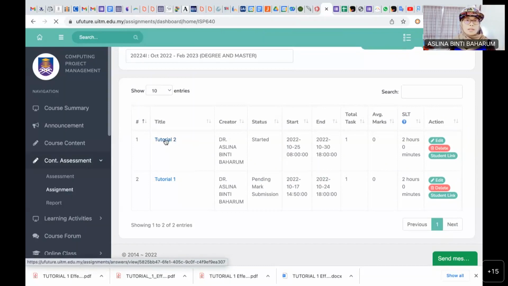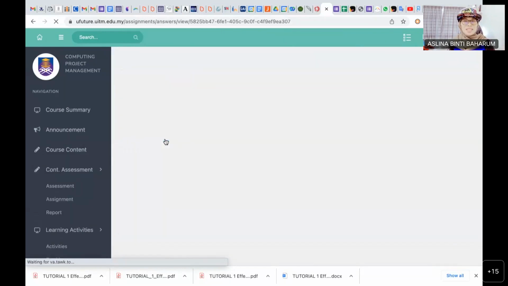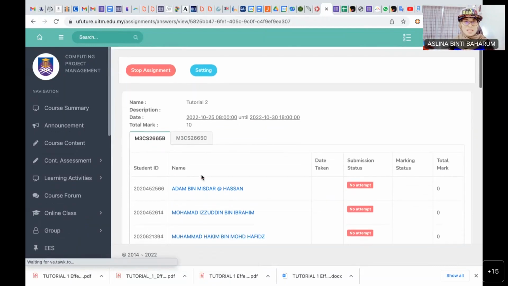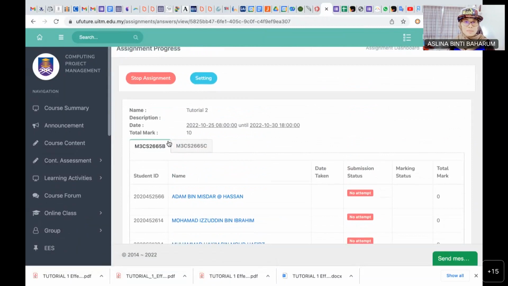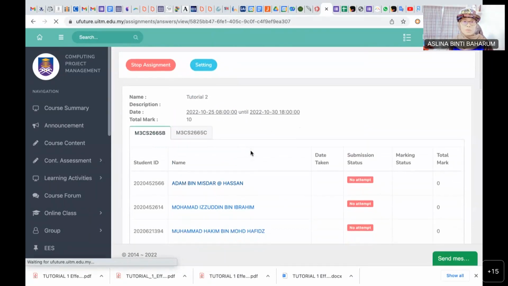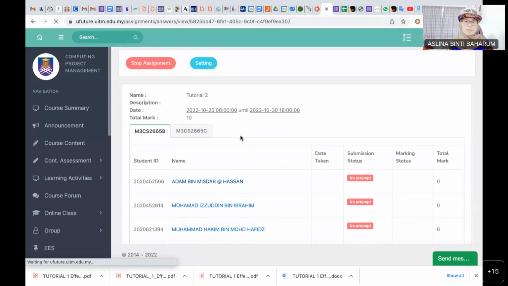Saya tidak tahu internet saya yang slow or the system is a little bit slow. Okay, alright. Any question ni? Mana saya nak tengok soalan dia? I think soalan saya, mungkin saya kena click one of the name here. Okay, actually you can already access the tutorial 2 in your future. Okay, let me try to open one of the name here.